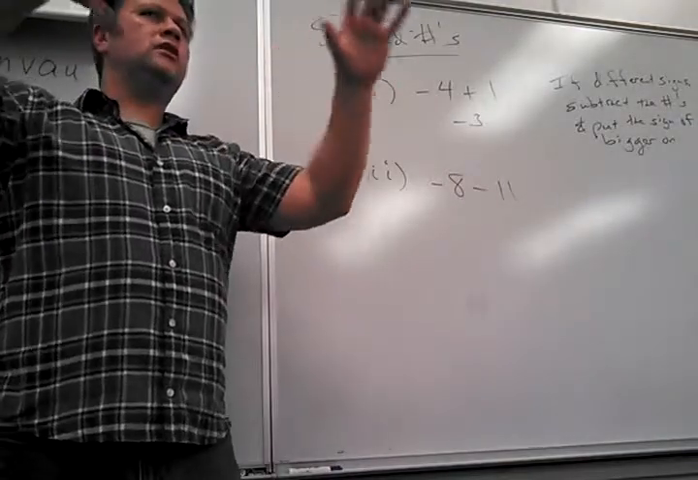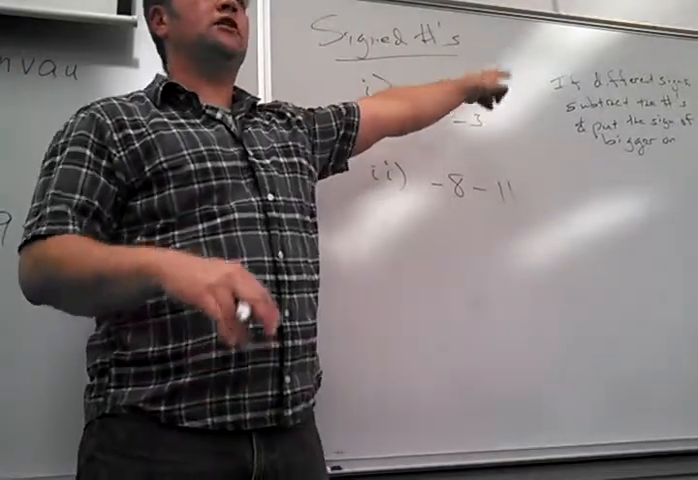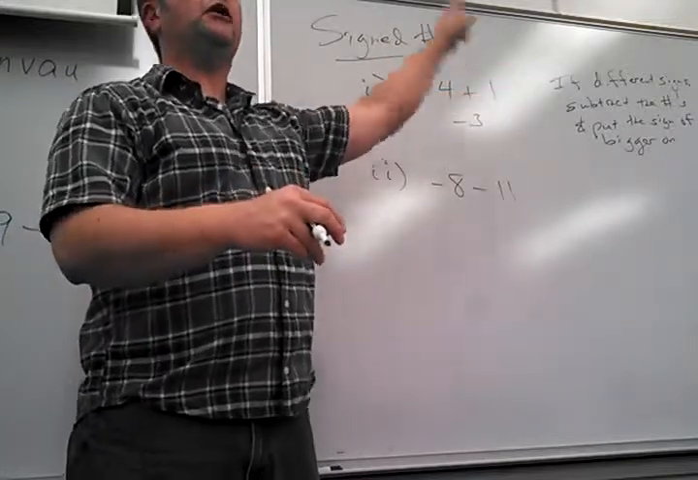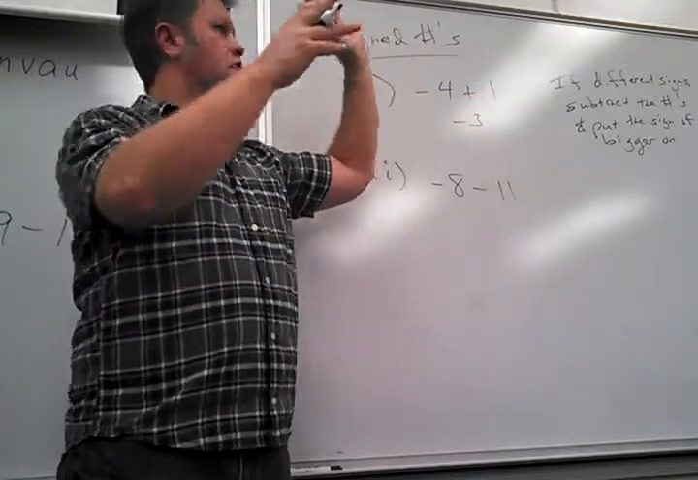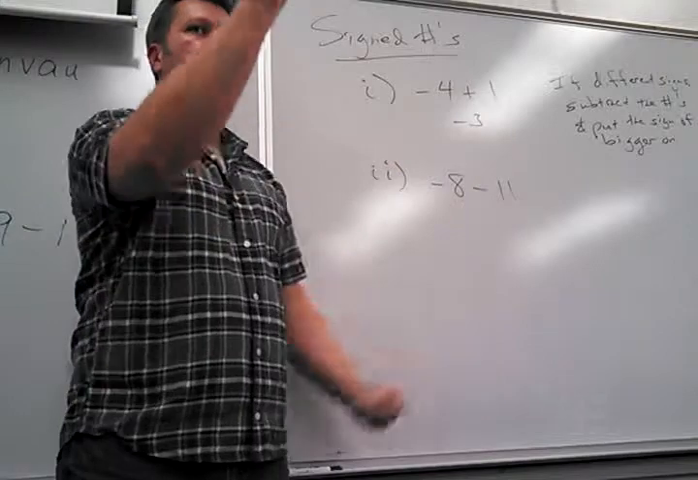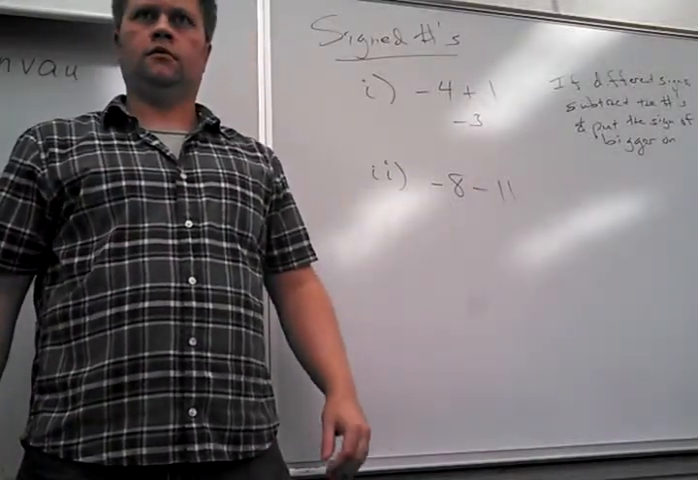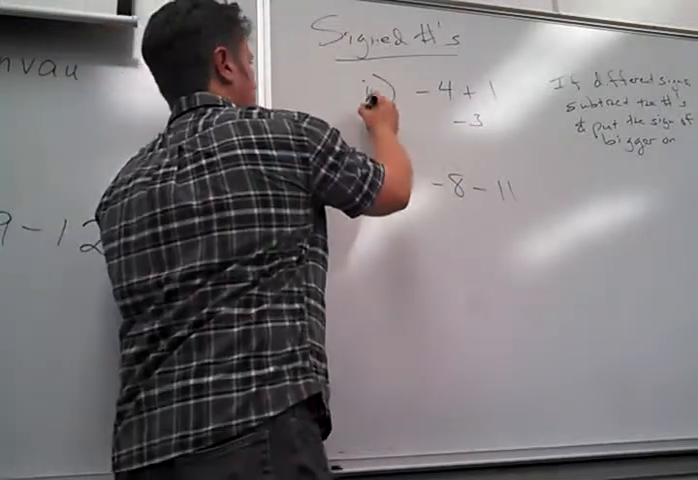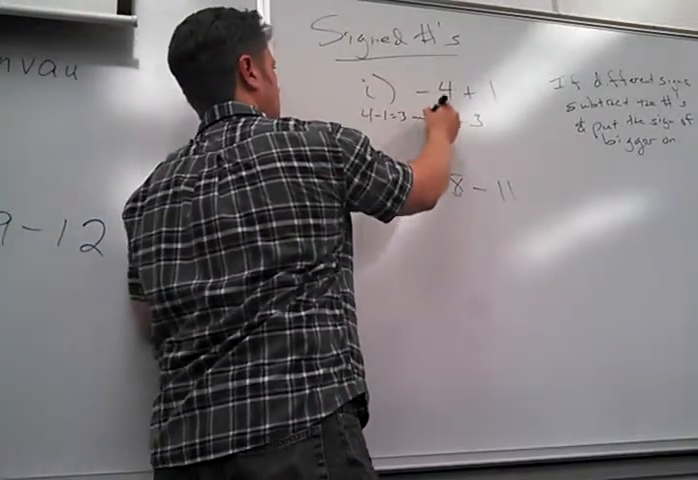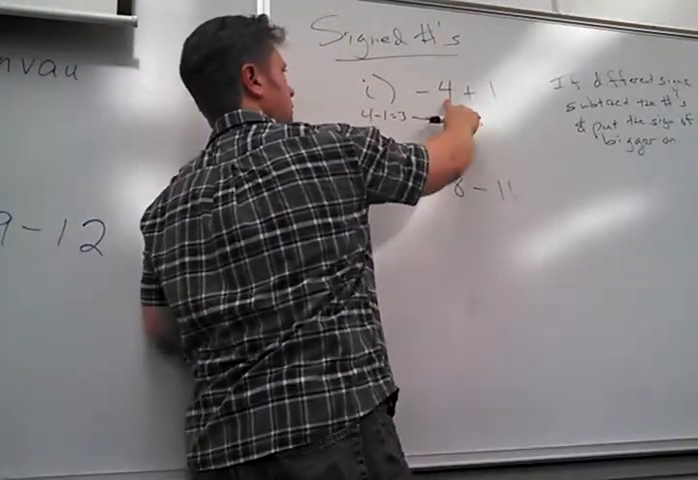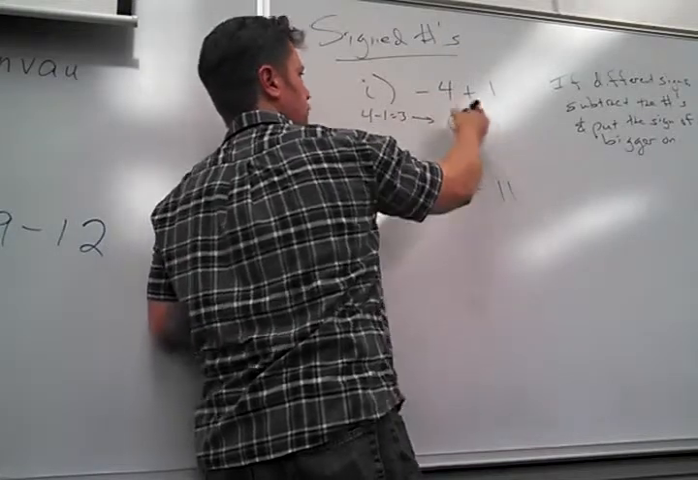Now, I like to teach this in a lot of different ways, but I first like to tell you this rule, because that rule is very straightforward. If they are opposite signs, you subtract the numbers and put the sign of the bigger one on. So you did a subtraction on that one? Yes, I did. 4 minus 1 is 3. But then what's bigger? 4. And that's negative, so it's negative 3.